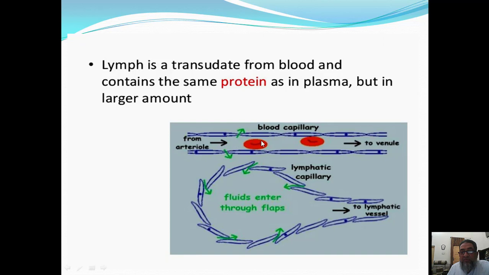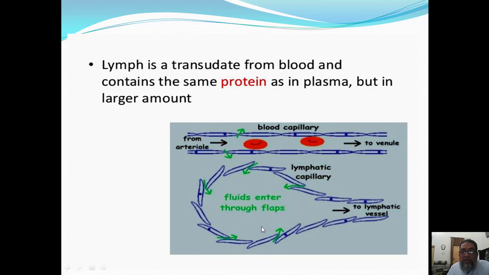This is the capillary plexus, this is the capillary wall, the endothelial lining containing RBC moving from the arteriole toward the venule. Sometimes it is fenestrated, but mostly the capillaries are non-fenestrated, no fenestration present. So fluid may permeate on both sides, from the interstitium toward the capillary and from the capillary toward the interstitium.